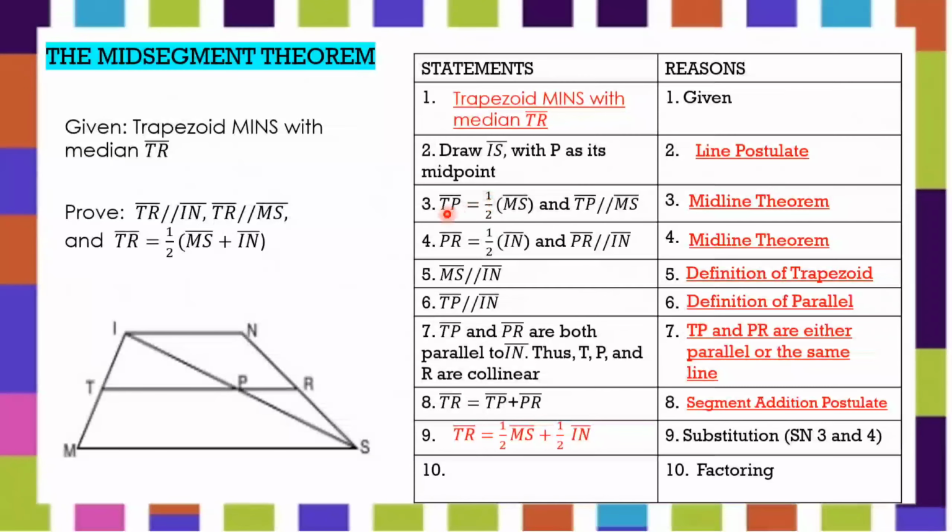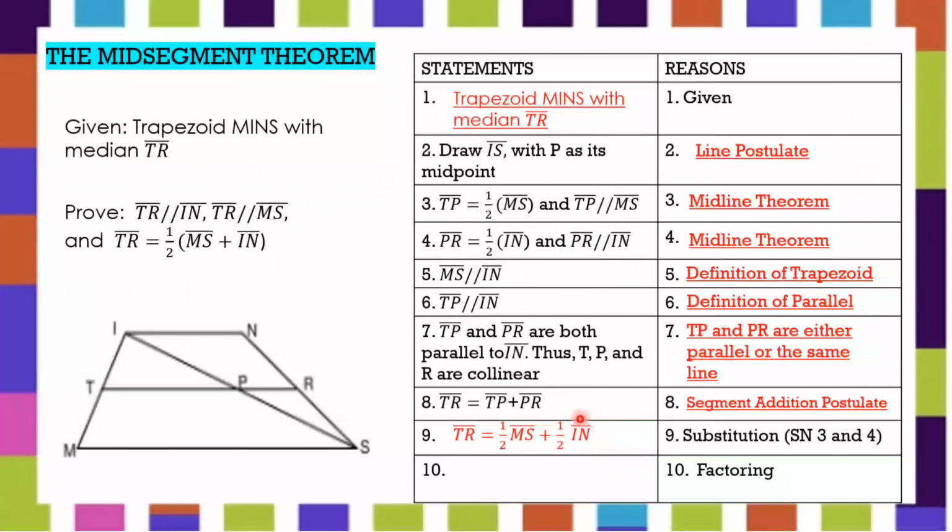So ang sabi sa number 3, TP is 1/2 MS. So sinubstitute lang natin yung measure ng TP dito sa number 8. So we have TP is 1/2 of MS. And next, for number 4, sabi dito, PR is 1/2 of IN. So sinubstitute lang din natin dito sa PR.